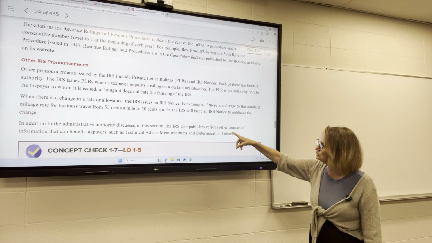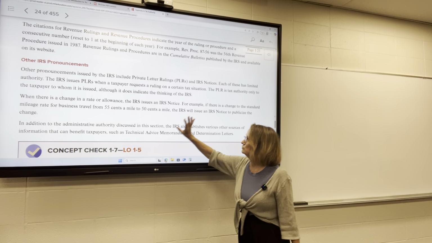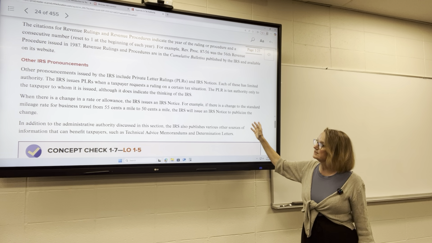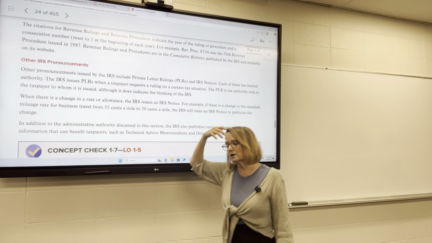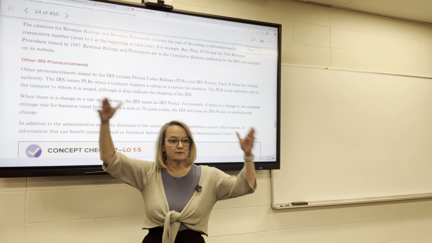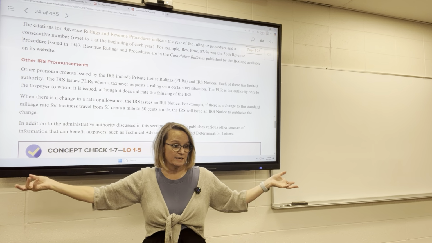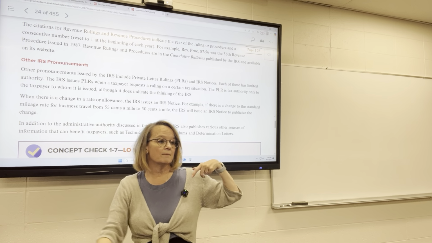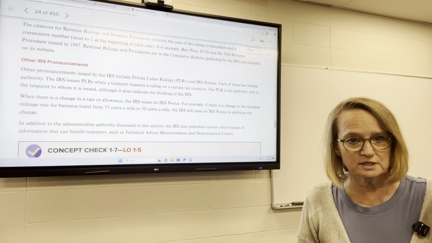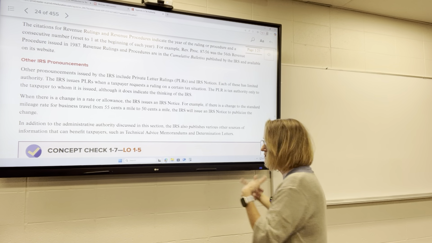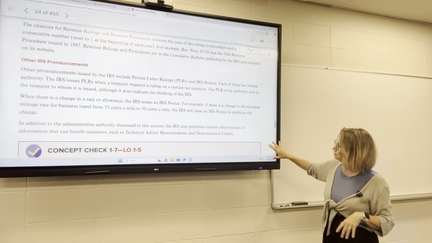Also, when there's a change, for example a change to the standard mileage rate during the year, the IRS is going to issue a notice to publicize the change. They issue notices all the time to update things like the tax brackets. Every time the tax brackets are updated for the new year, there'll be an IRS notice. Anytime some cutoff is indexed for inflation or changed, they'll issue an IRS notice. It's just to tell taxpayers, hey, FYI, this has changed for this year.